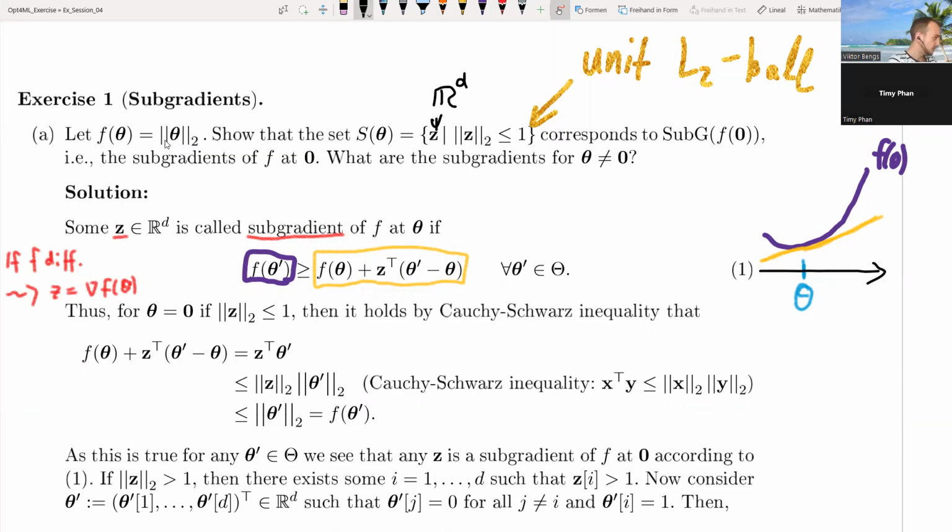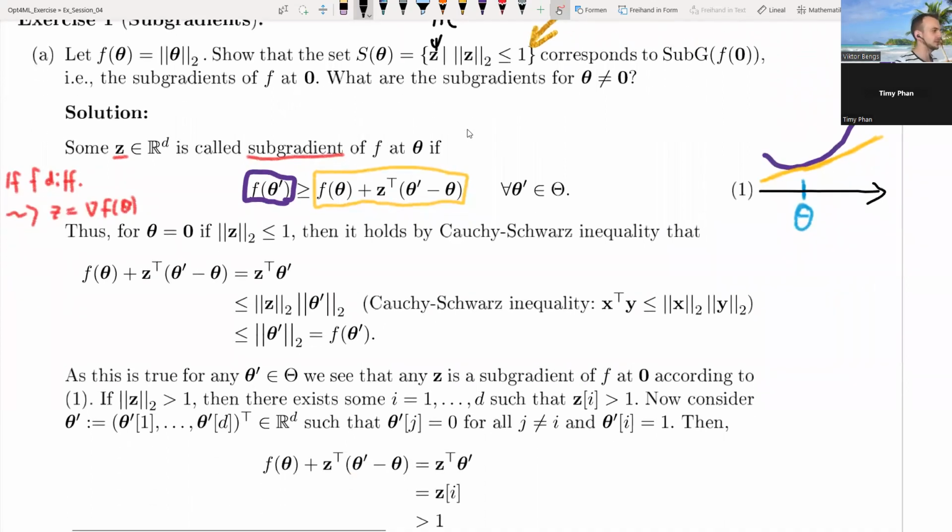Coming back to our concrete exercise, where we are now looking at the function f as the Euclidean norm, we want to check that indeed this unit L2 ball is the set of subgradients, all these available slopes more or less. All right, then let's consider the case that theta is the zero vector. We have an arbitrary vector z, which is in the unit ball, meaning that its Euclidean norm is bounded from above by 1.